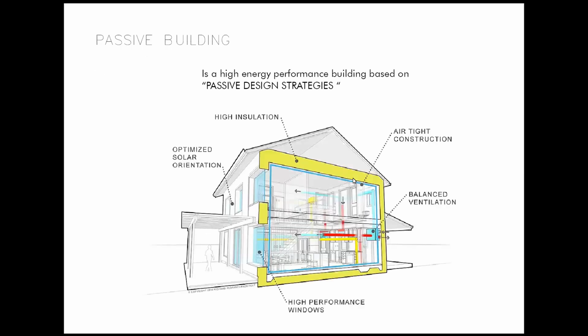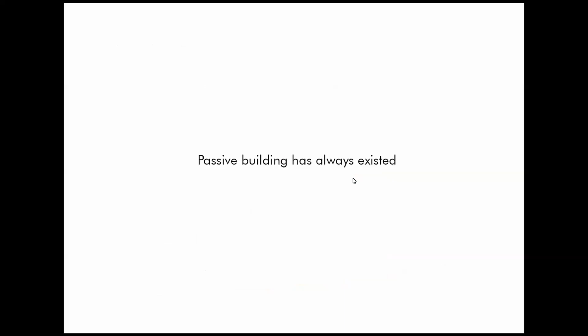This is a diagram that can describe better how we can have a passive building. We can have it, as I told in the last slide, by good insulation, airtight construction, and optimizing the solar orientation. We have to keep in mind the directions of the sun and not have very big windows on south directions. That means a good architecture design.